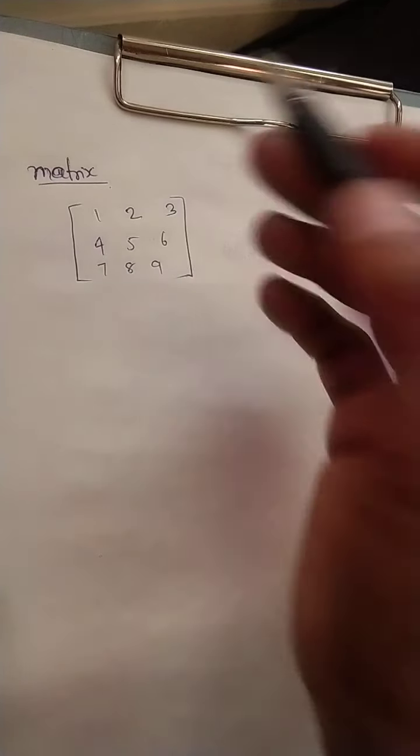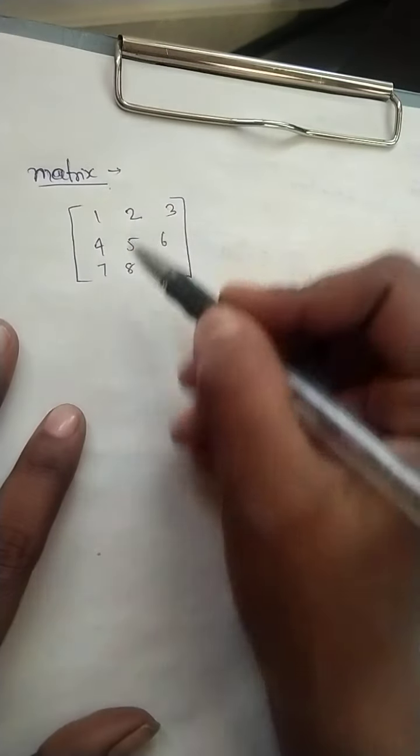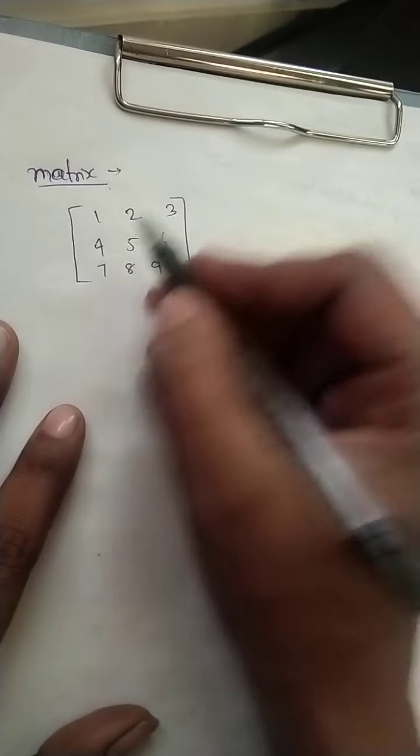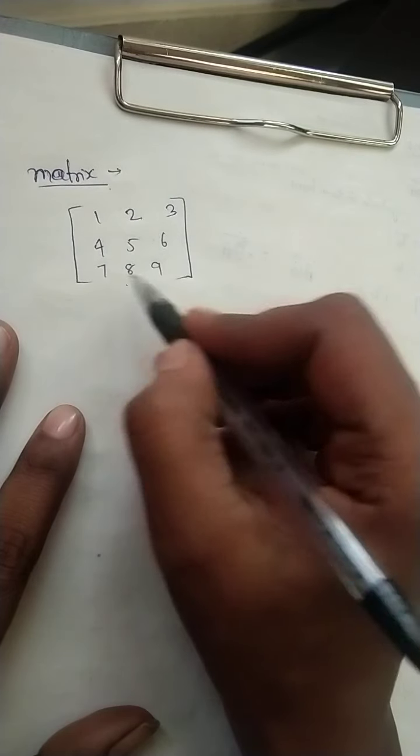Hi students, today we will learn about the matrix. Okay, so a matrix is the arrangement of numbers in the form of rows and columns.